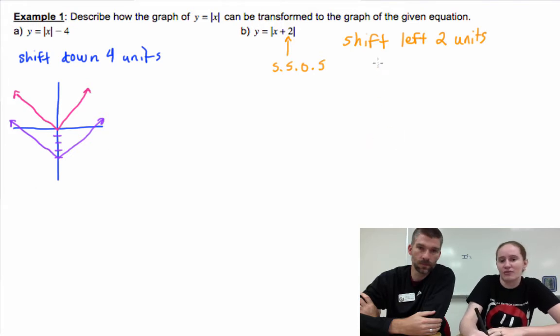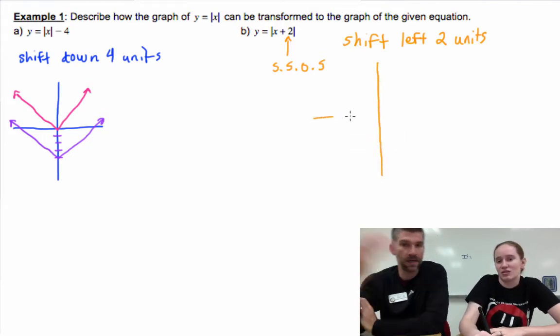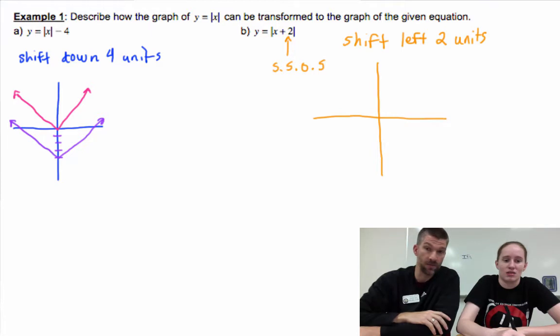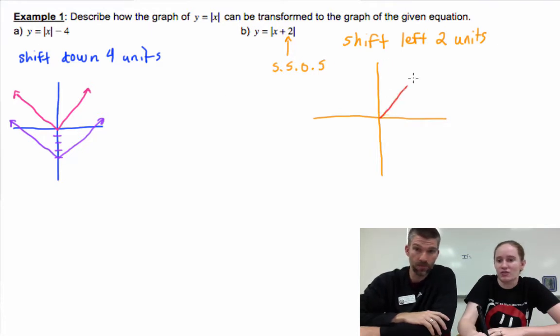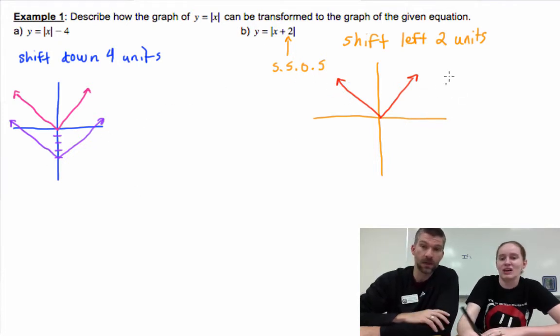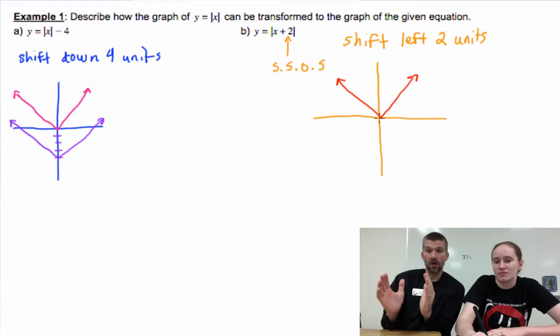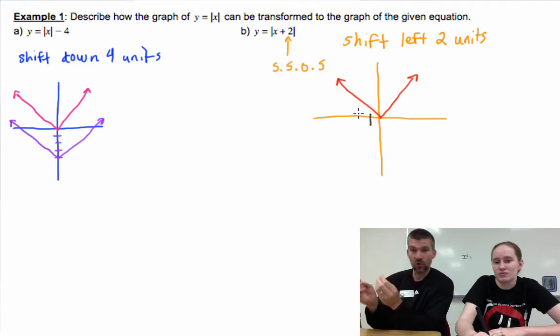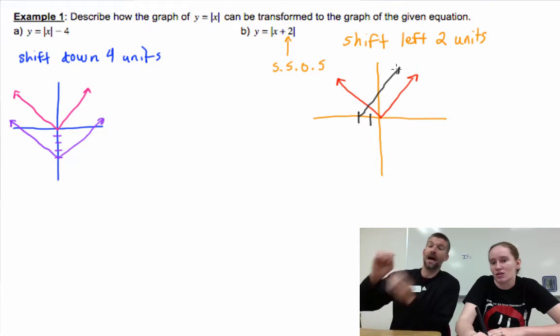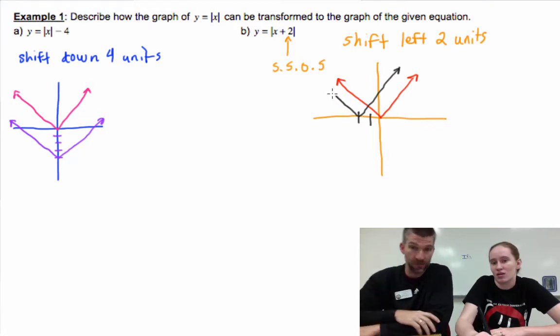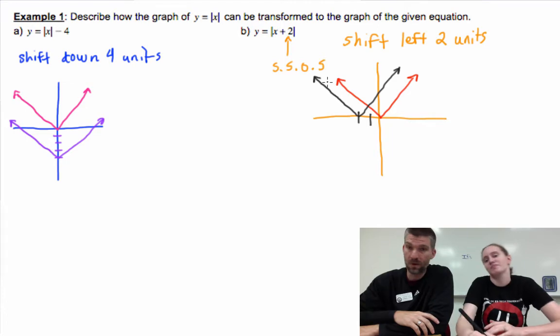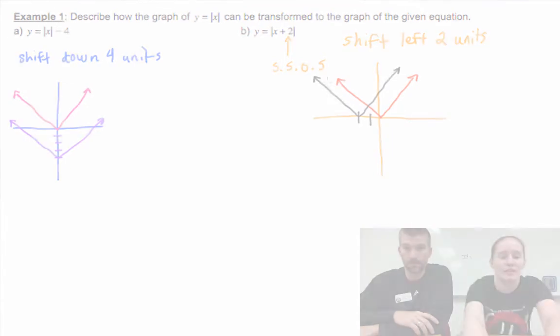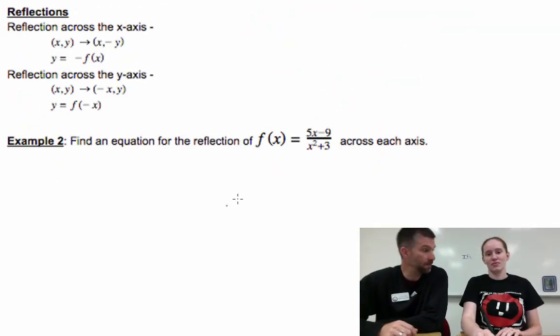So let's think about what the graph looks like then. We're going to again start with the absolute value graph, which is the V. Now, that whole thing is going to go not right 2 because it says +2, but actually the opposite of that, which is left 2, and then it's an identical replication of the graph. You're just picking it up and moving it.